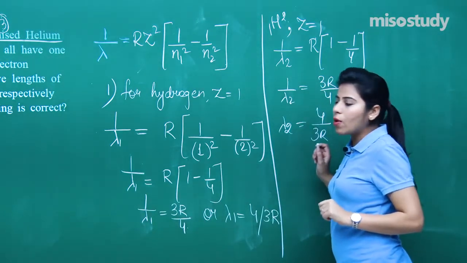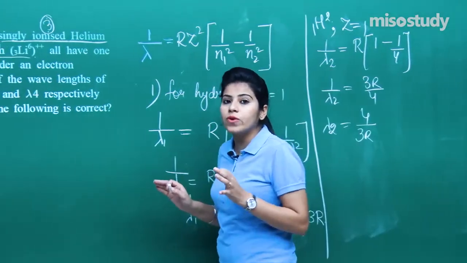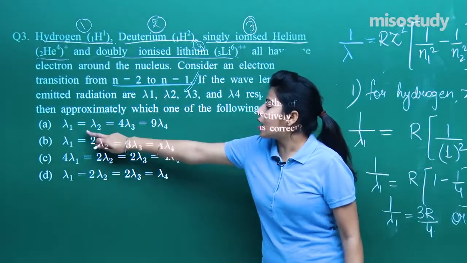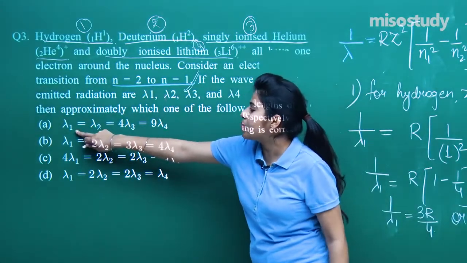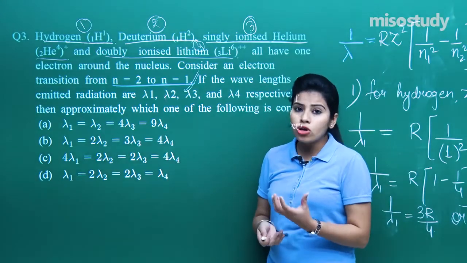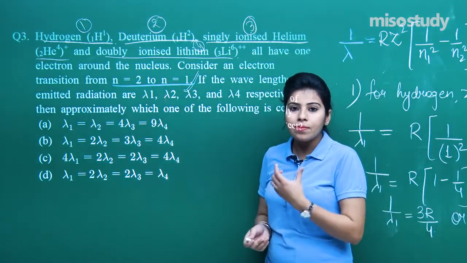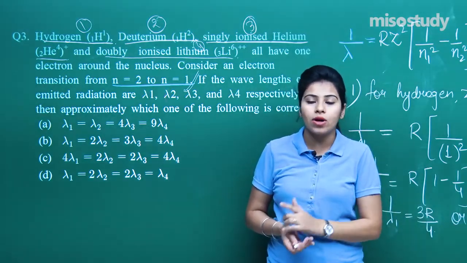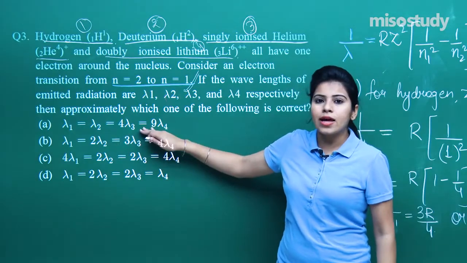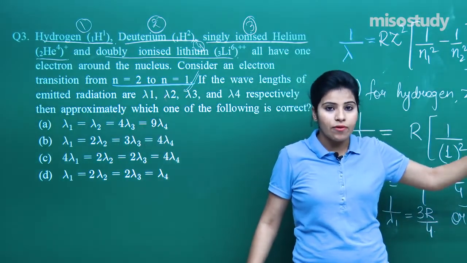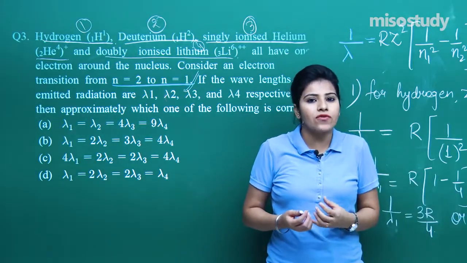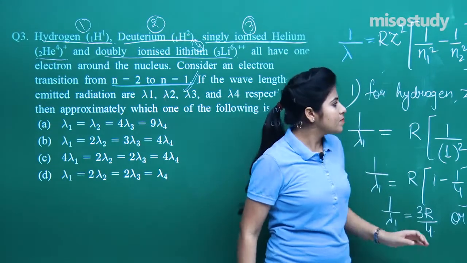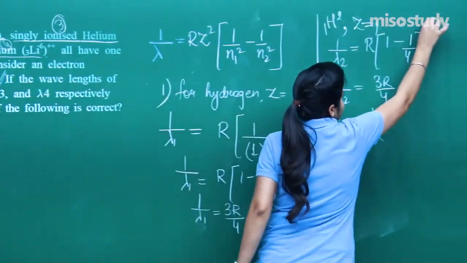Now let me see in the question whether there is any option where lambda 1 equals lambda 2. Yes, in the very first option I can see lambda 1 equals lambda 2. But I am not saying that this is the correct answer. I gained two things, lambda 1 and lambda 2, and they come out equal. For lambda 3 and lambda 4, I have to do the rest. I will do it, but for convenience we are checking whether we are going the correct way or not. So this was lambda 2.